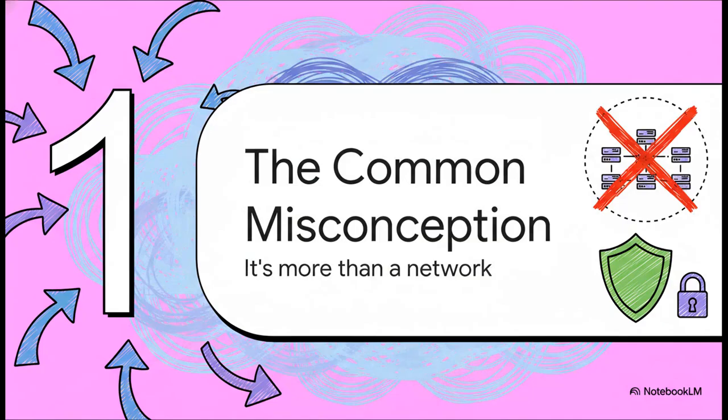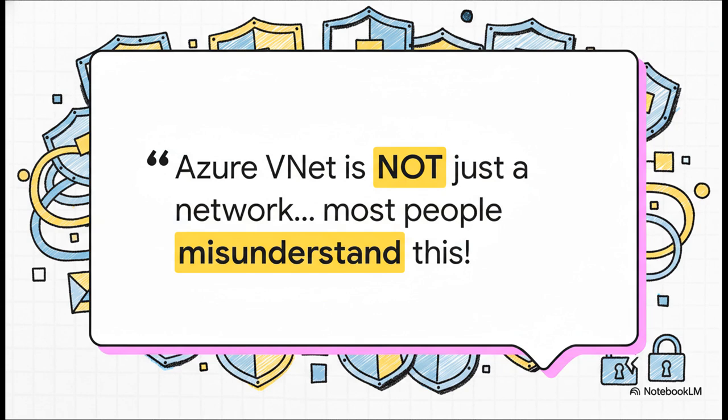So, first things first, we have to talk about this huge misconception about VLANs that honestly trips up almost everyone when they're getting started. And there it is. That one word, network, it kind of tricks our brains, right? We hear it and we immediately think about just connecting things, like plugging in a cable. But in the cloud, thinking that way is a massive trap. And it's this exact misunderstanding that can leave your entire system dangerously exposed.